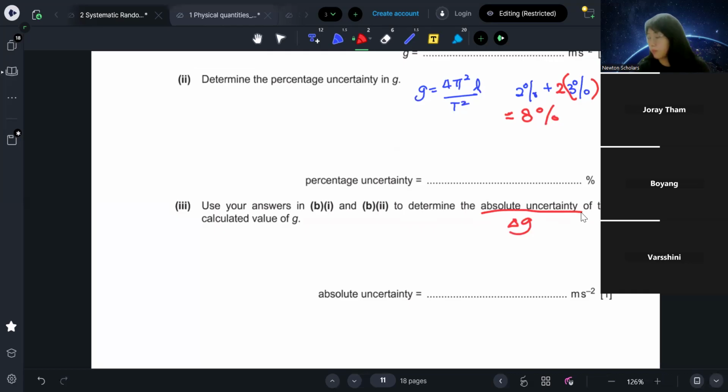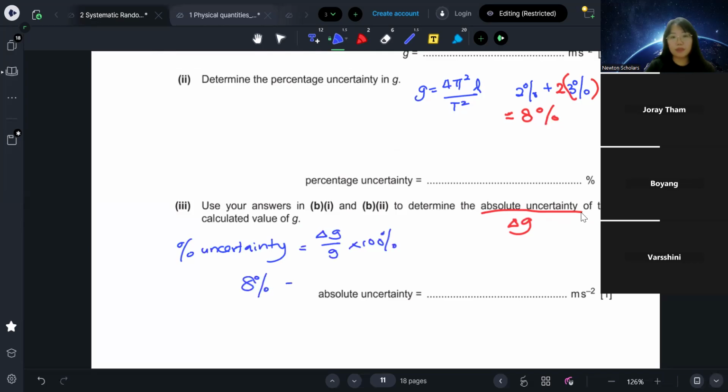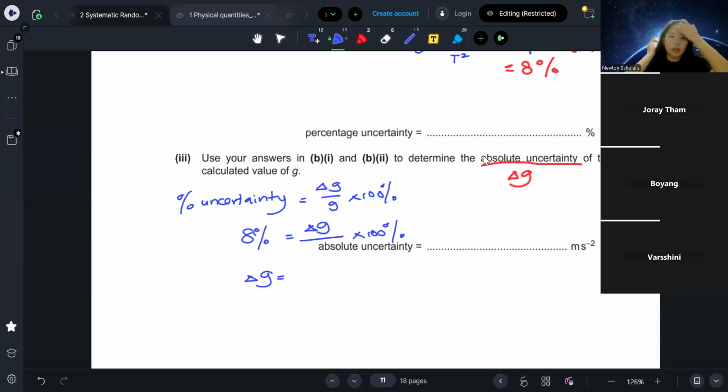Right, boys and girls, try. And then tell me your answer. How you go from percentage of uncertainty, then you get back this. So this one actually, how we get it is delta G divided by G times 100%. So now you got 8%. So this one divided by your G times 100%. Are you able to count the absolute uncertainty? Yeah, this is the working step. Tell me your answer.